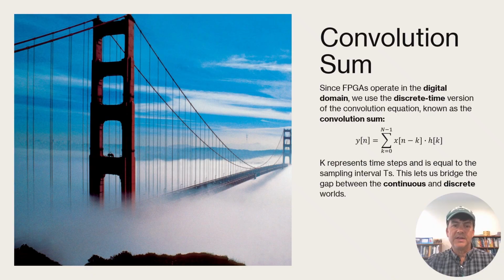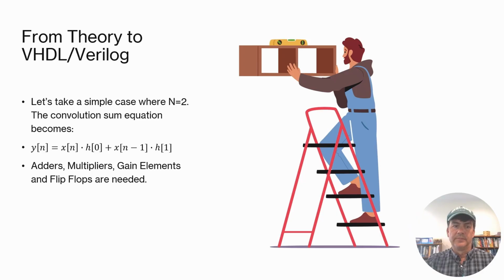Since FPGAs operate in the digital domain, we use the discrete time version of the convolution equation known as the convolution sum, which is shown in the slide. K is an integer that represents time steps. It is tied to the sampling interval Ts. This lets us bridge the gap between the continuous and discrete worlds.